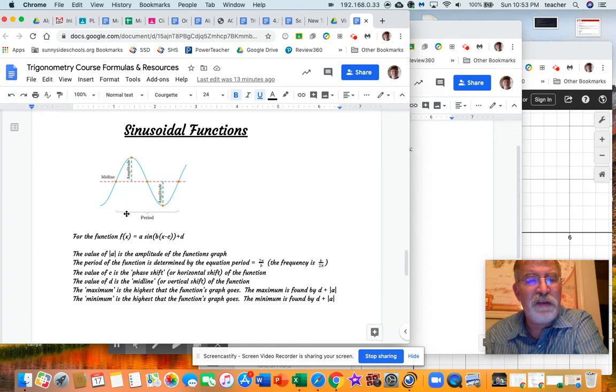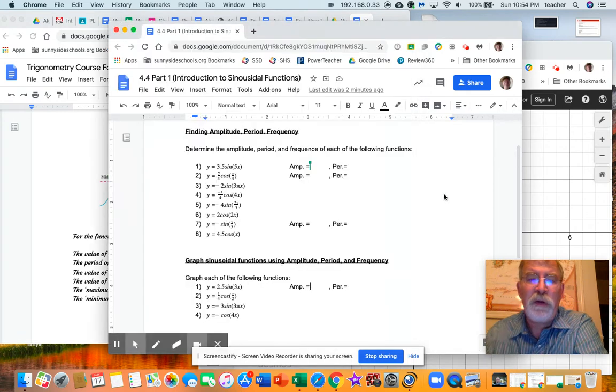Whatever D is lifts the midline up to wherever it is, which this assignment doesn't deal with. And B is used to find the period through this formula. Period is 2 pi divided by whatever B is. Remember this, period is 2 pi divided by B.